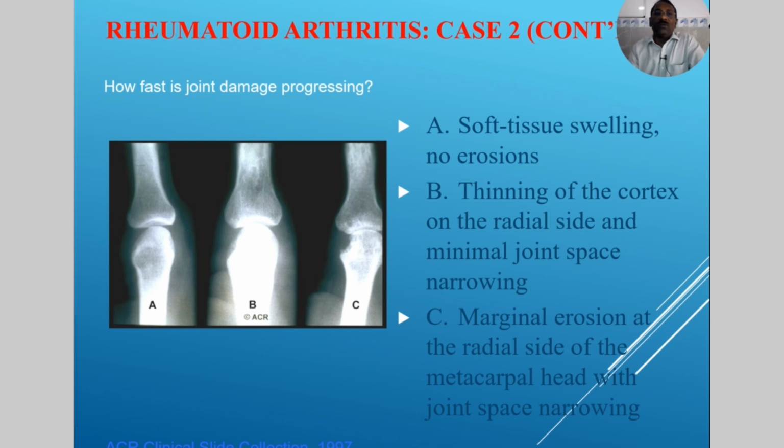See, soft tissue swelling, no erosions, A. That should be our motto. But see the B and the C. So the B: thinning of the cortex on the radial side and minimal joint space narrowing. Already narrowing has started. And the C: marginal erosion on the radial side with joint space narrowing. So most of our people present like the C. But our aim is, all our early rheumatoid arthritis patients should live with the A picture.